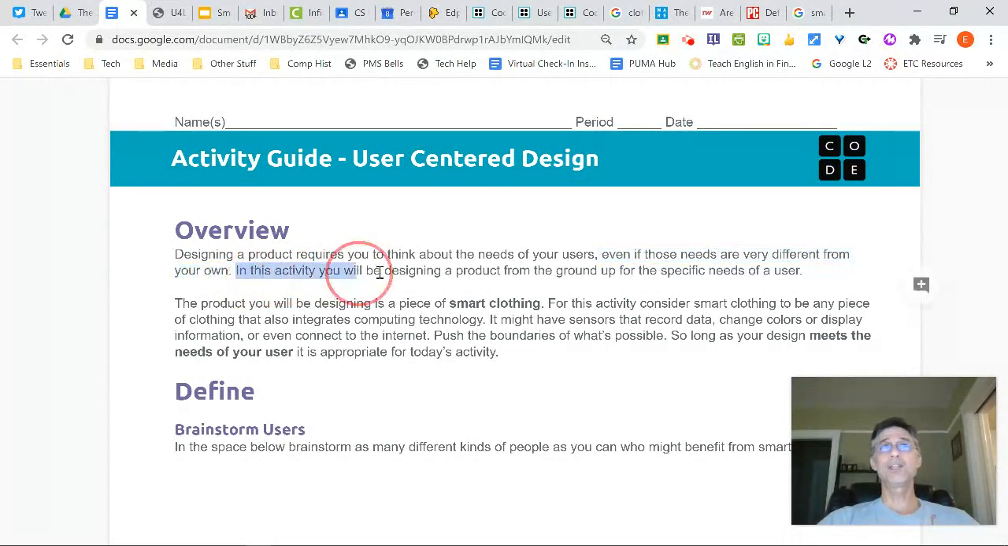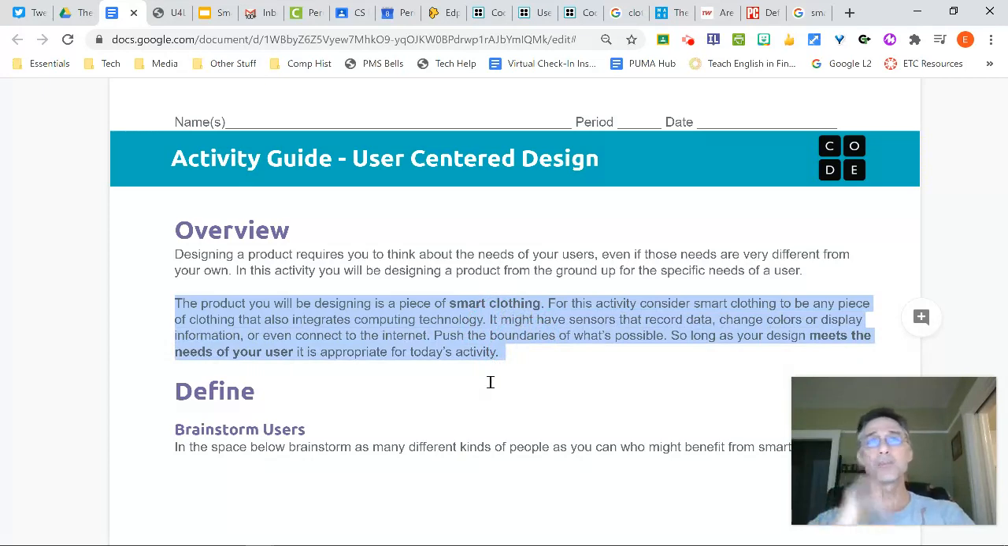In this activity, you will be designing a product from the ground up, meaning from scratch, for the specific needs of a user. You're going to choose the user or group of users, and you're going to choose the product that you create. So you're going to do both things: who is it for, and what is it? You're going to think of both of those things. Now, here's the important paragraph right here. I'm going to read through it with you.